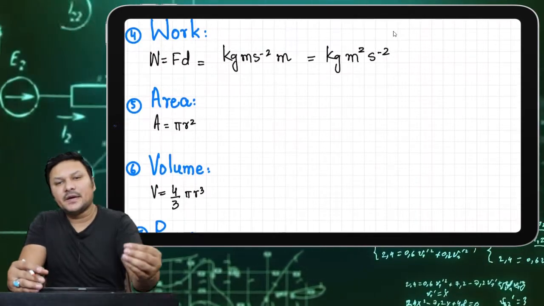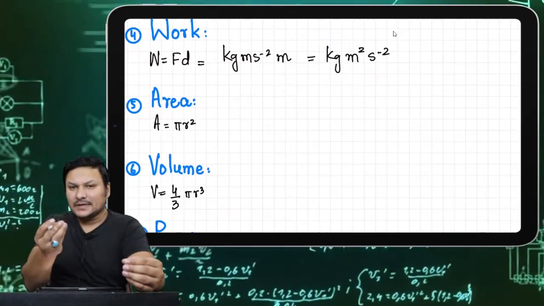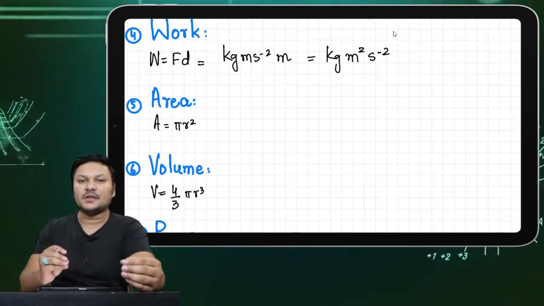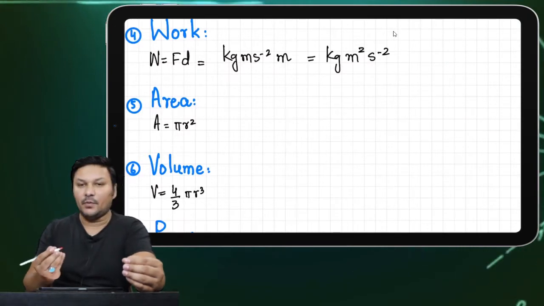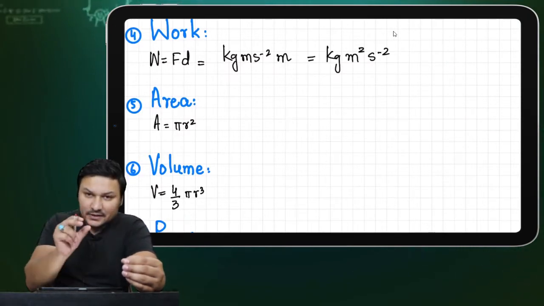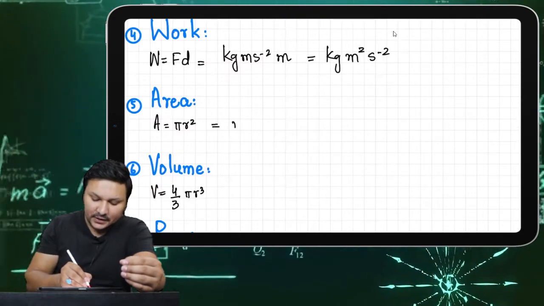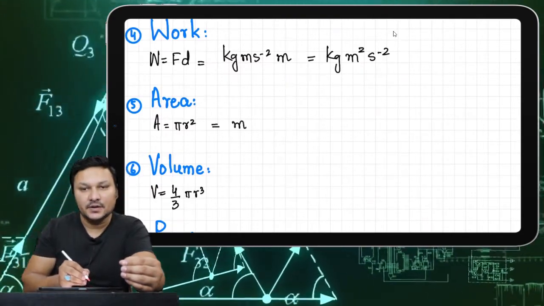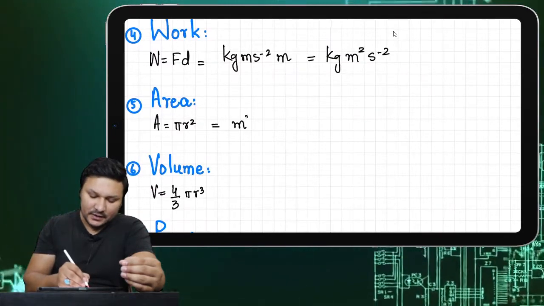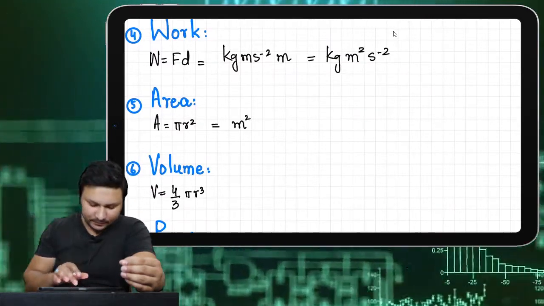Area. Now, area depends upon shape. For instance, let me consider the shape as a circle, which has the formula pi r square. Pi is a number, it has no unit. So r is radius, which lies under the domain of length, that is meter. So square is given, it becomes meter square.